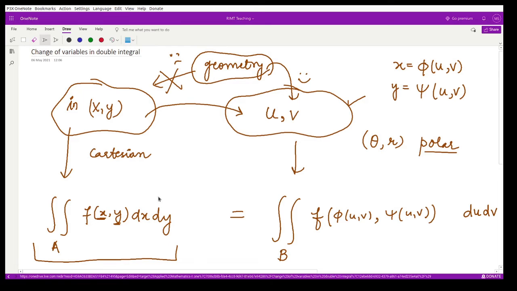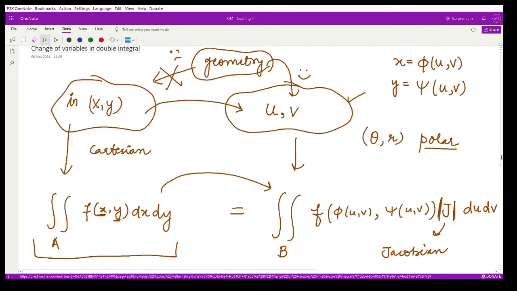So what you have done is shifted to the new system, but there is one flaw here. In shifting from here to here, you have missed out something that is given by the Jacobian. If you remember, the Jacobian gives the relationship when you shift from one system to another. So here you have to write down the positive value of the Jacobian.